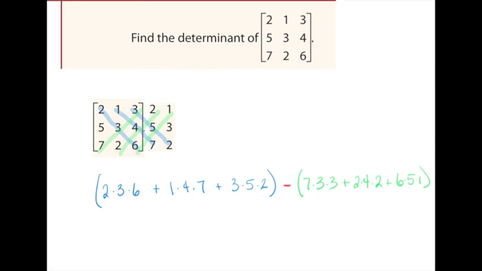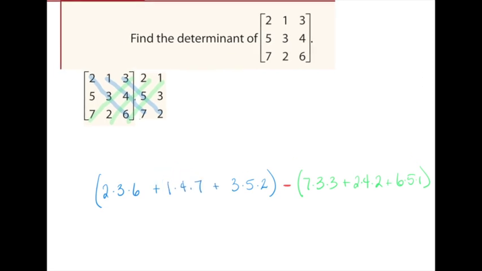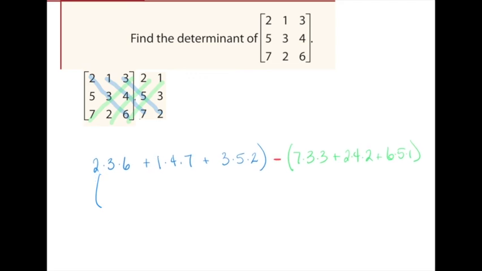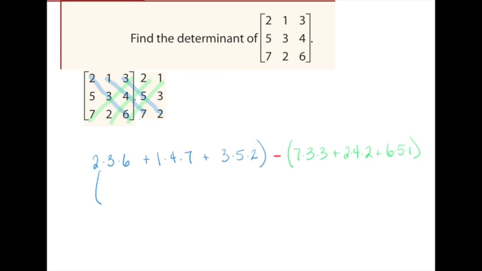So I can add them all up, multiply, and get my 3x3 determinant here. All right. Questions on setting that one up? And then you just do your multiplication.